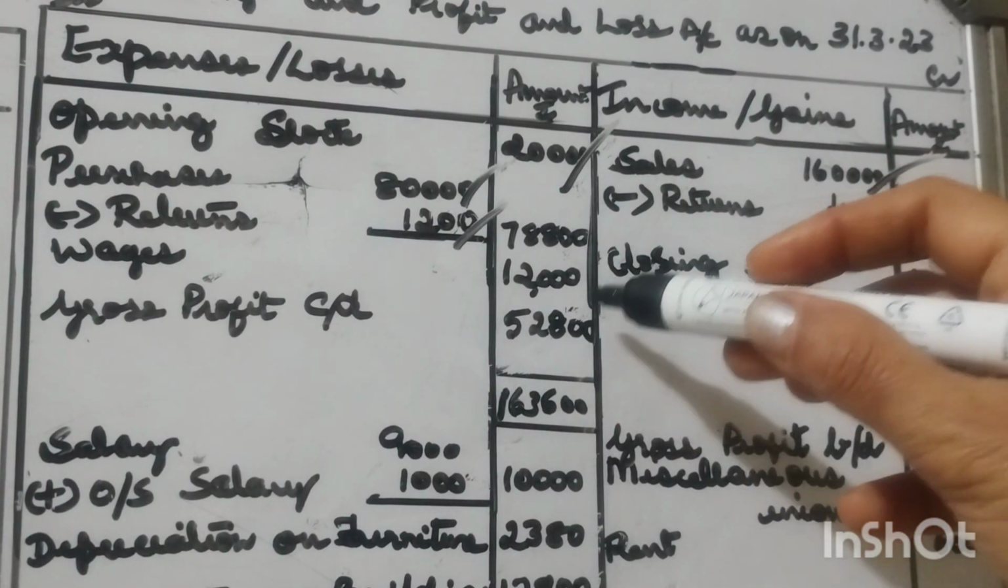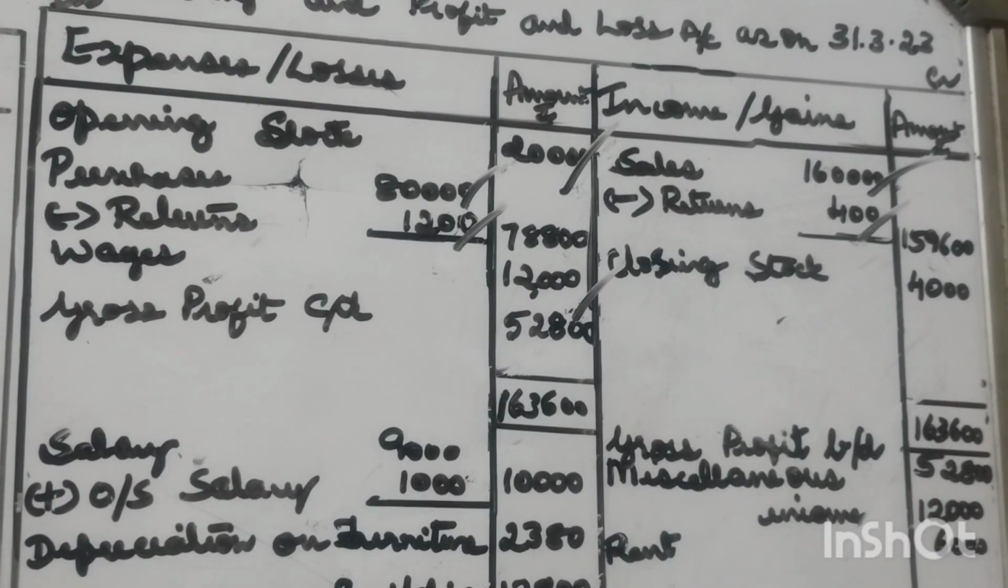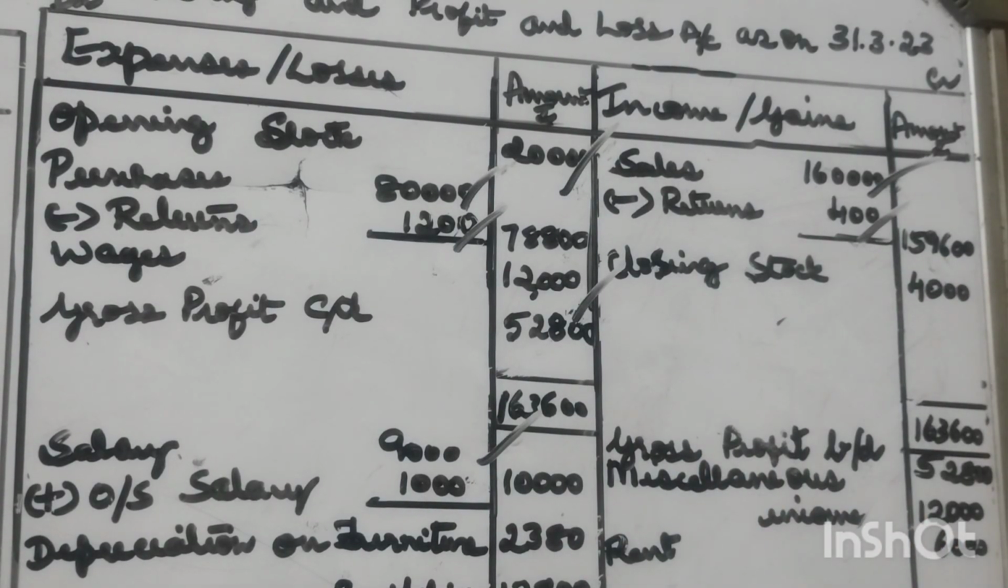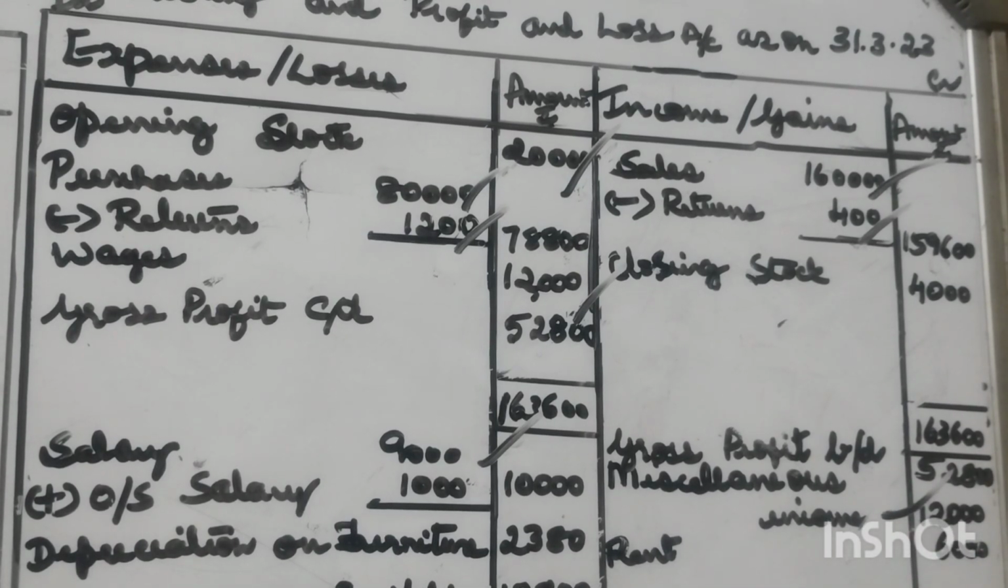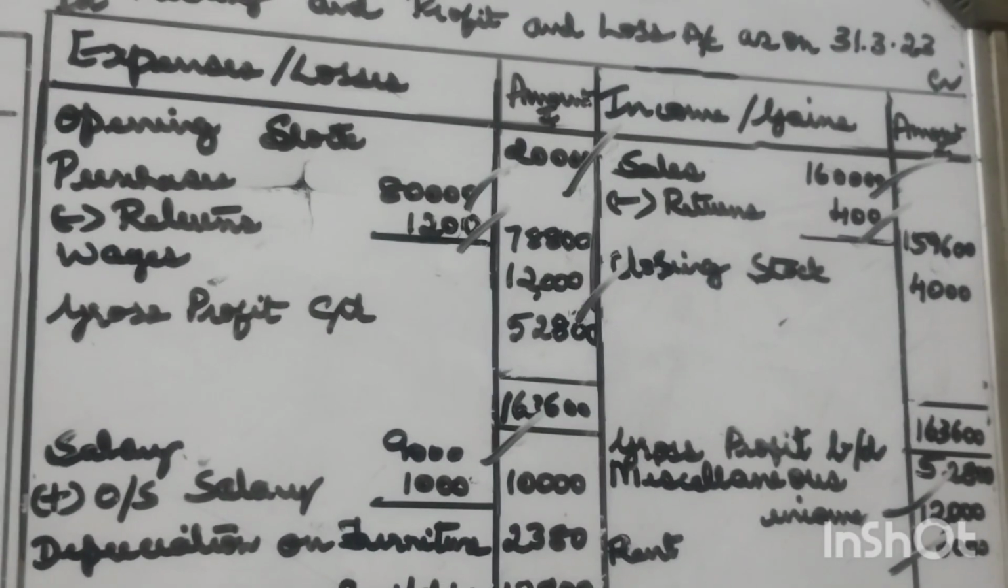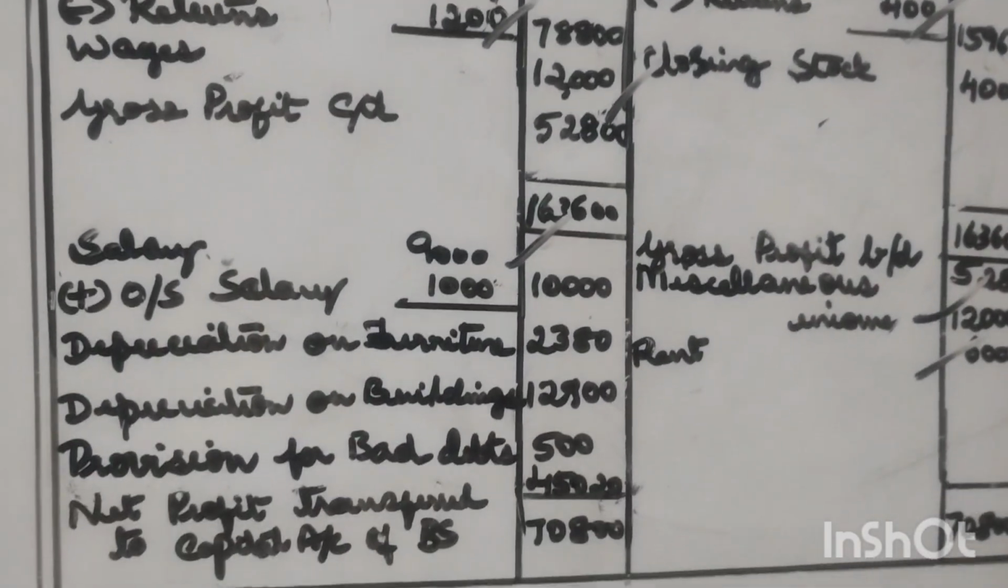Wages, that is trading account. Salary, profit and loss account. Miscellaneous income, that is the income side of the profit and loss account. Rent received, that is an income, credit side.